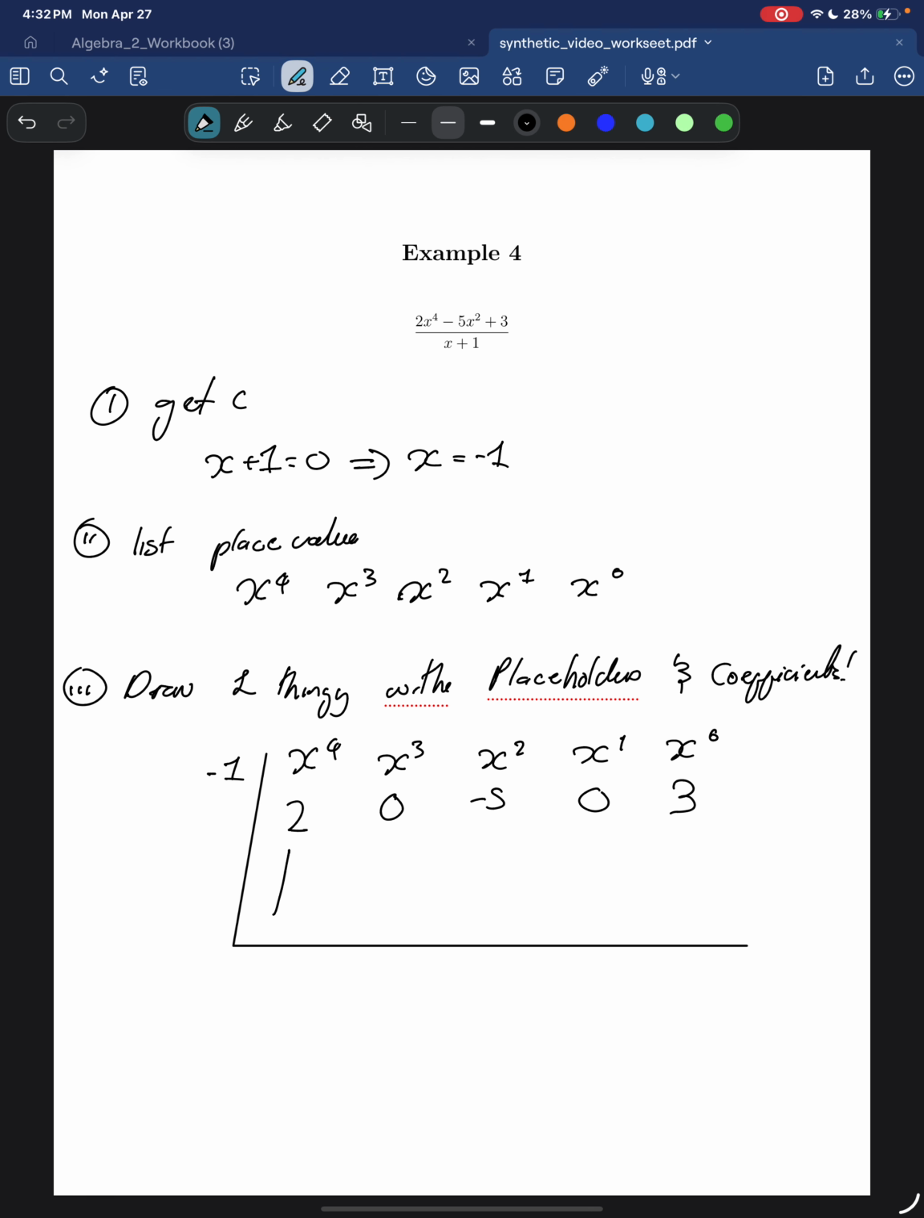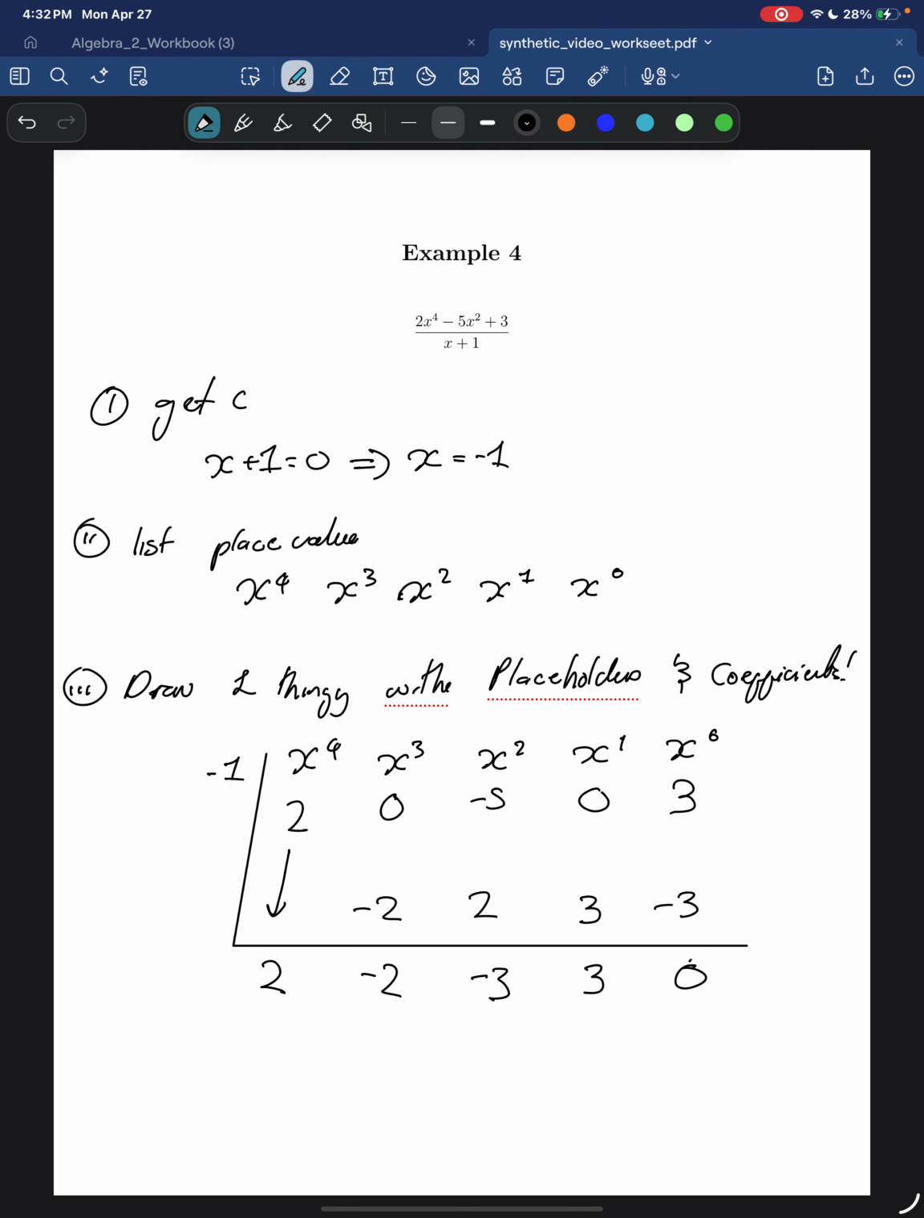So now we get started. All right, x to the power of 4, you bring the 2 down, you go 2. And what's 2 times minus 1? That's going to be minus 2. 0 plus minus 2 is minus 2. Minus 2 times minus 1 is going to be just positive 2. Minus 5 plus 2 will be minus 3. Minus 3 times minus 1 is going to be positive 3. 0 plus 3 is going to be 3. And 3 times minus 1 is going to be minus 3. So 3 minus 3 is going to be 0.